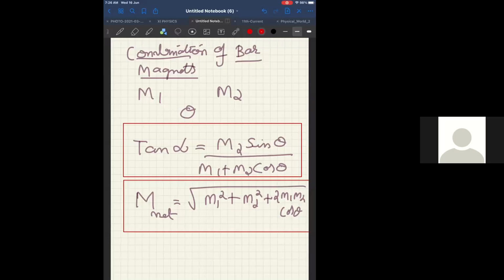Sejal, have you studied vectors? Yes, sir, a little bit. Tell me, in vectors, what is the resultant vector formula? I don't know. The resultant vector formula is square root of a square plus b square plus 2ab cos theta. Check your vectors, 11th standard. And the resultant angle is b sin theta divided by a plus b cos theta.